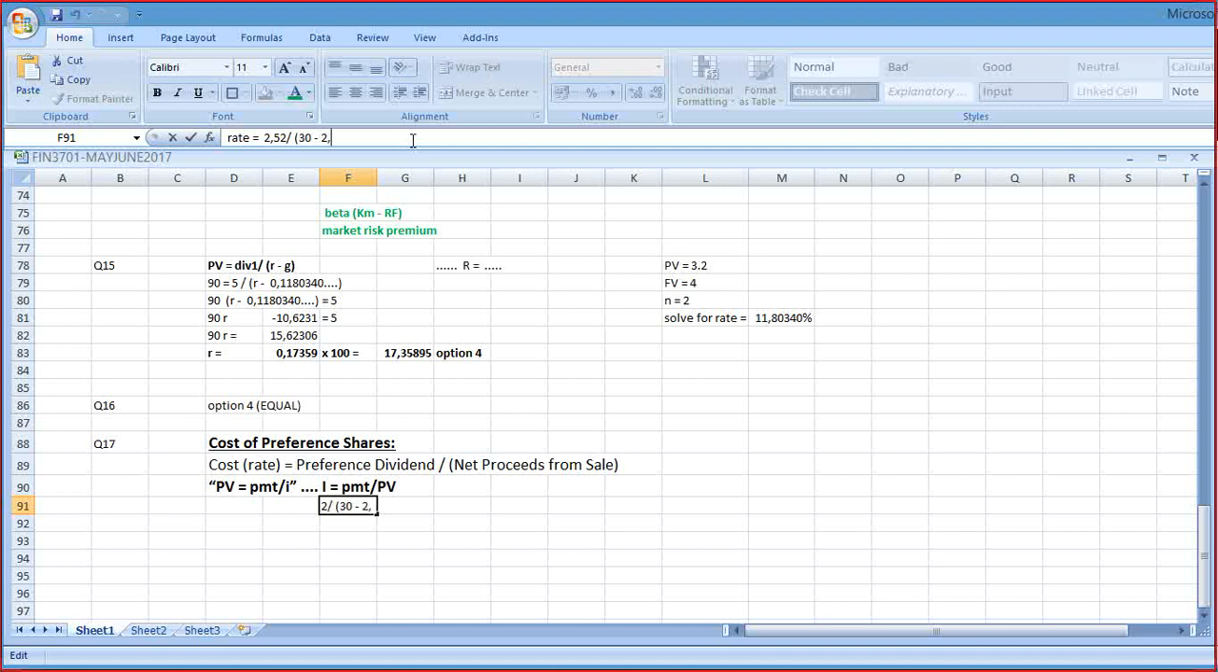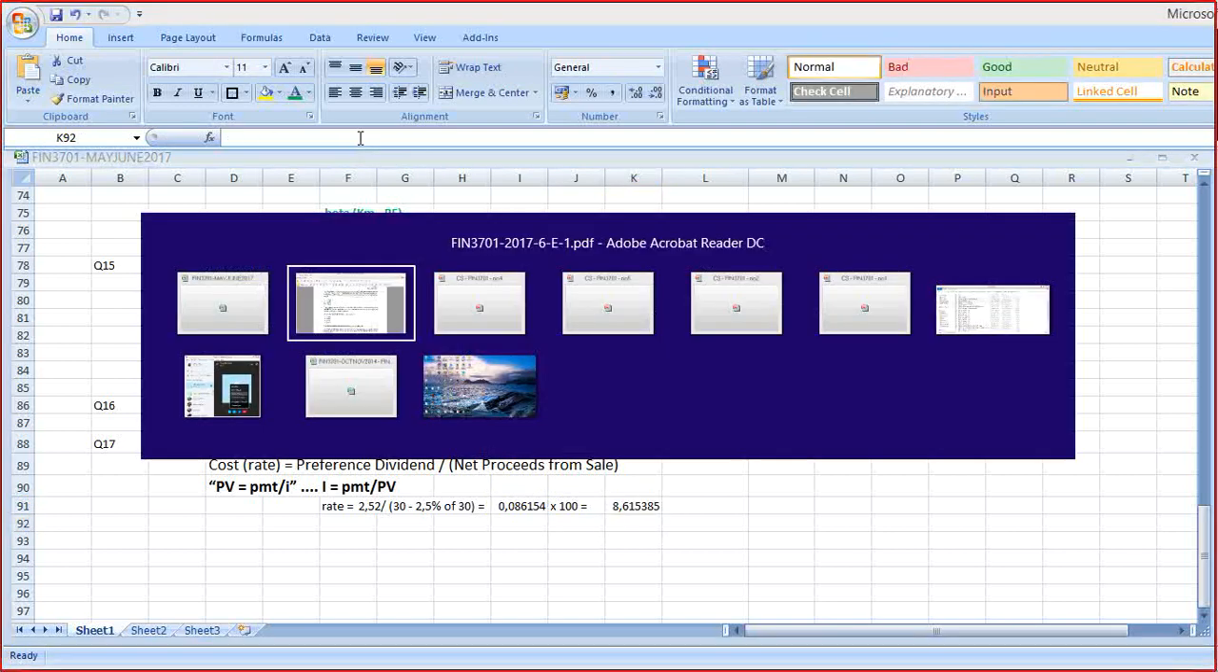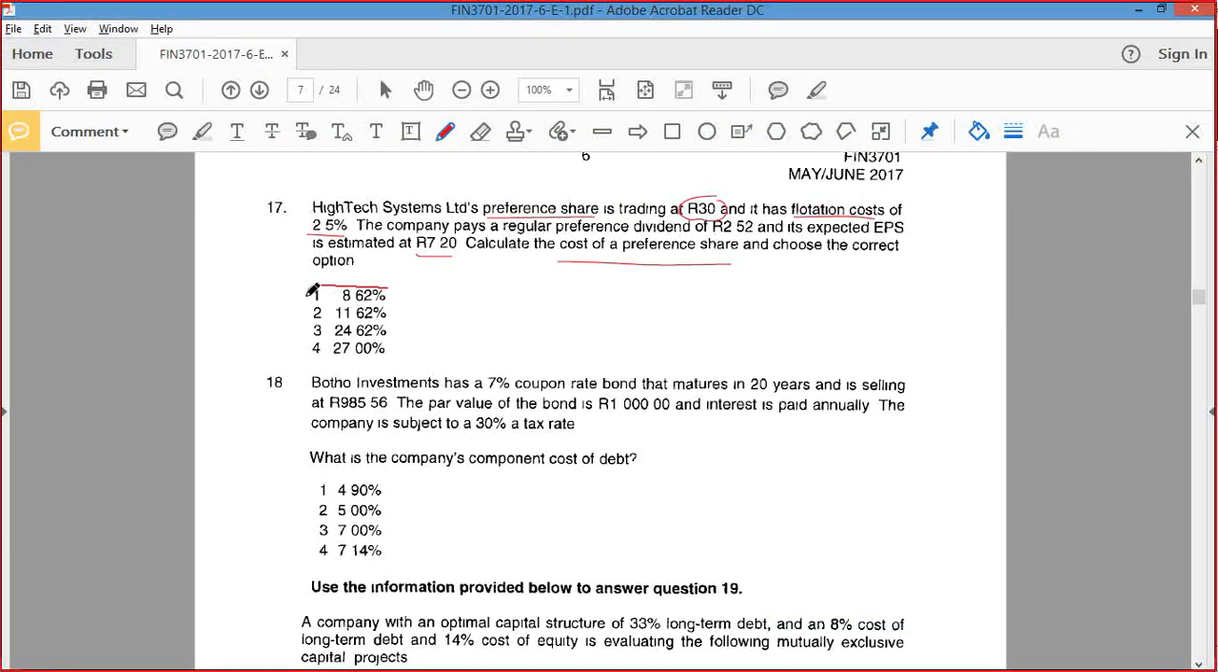30 less 2.5% of 30. Okay, that's the answer. 8.61%. Option 1.